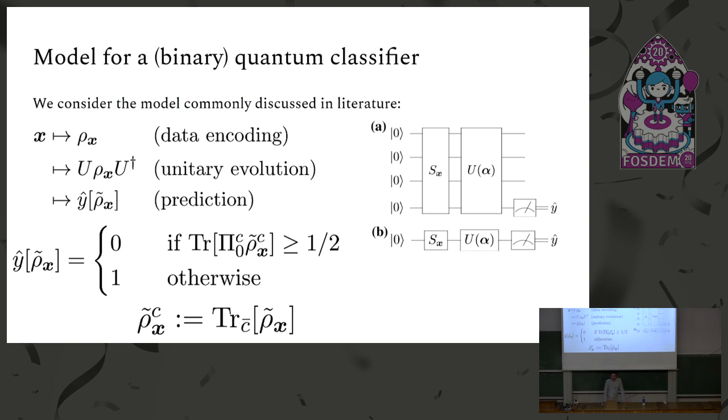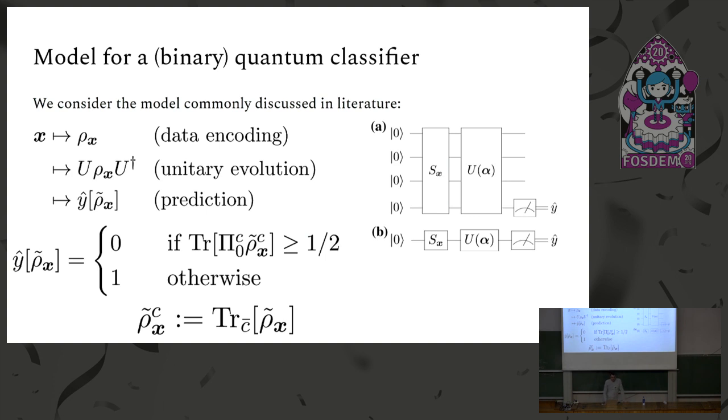And we do the classification as follows. So if we measure the qubit 0 more often than we measure it 1, we assign it to the class 0. You could call it anything, but call it class 0. And we assign it to the other class, call it class 1, if we measure 1 more often than 0.